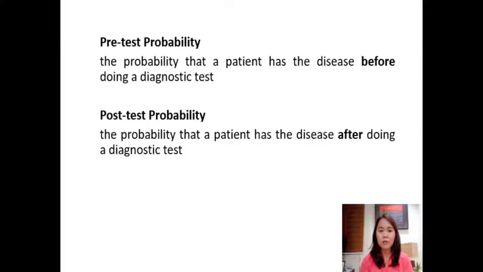After that, you will have to determine the post-test probability. This is the probability that a patient has the disease after doing a diagnostic test. Later on, we will learn how we can determine the post-test probability from the pretest probability and the characteristics and results of the test that you have done on your patient.